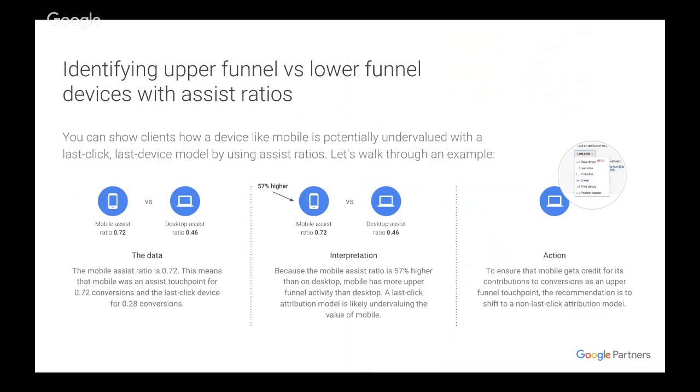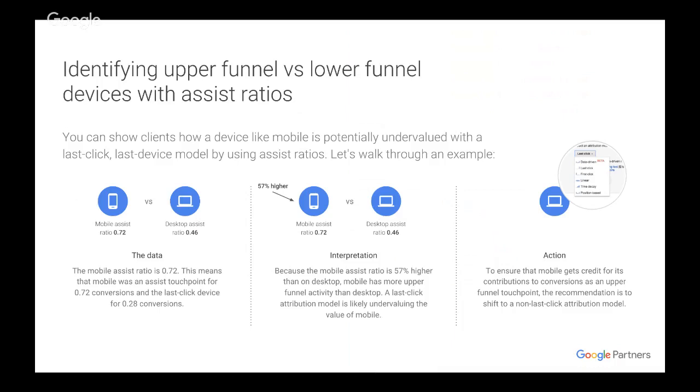Imagine you have the mobile assist ratio of 0.72 versus the desktop assist ratio of 0.46. What does this mean? That mobile was an assisting touchpoint for 0.72 conversions, and the last click device for 0.28 conversions. That's great, but then you need to interpret it. Because now you know that the mobile assist ratio is 57% higher than what you have on the desktop, this means that mobile is having more of an upper funnel activity than the other device you're comparing it to.